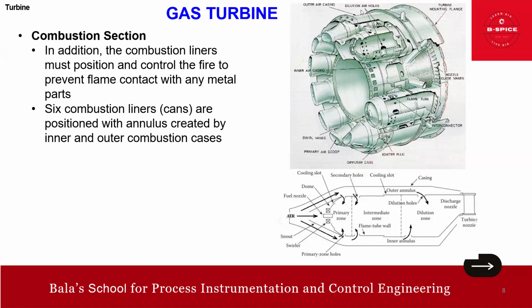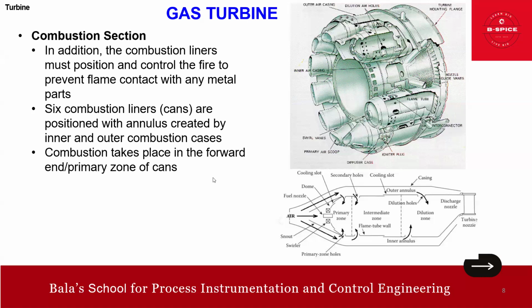This is the outer, and this is the inner. Just remember that this is the inner and this is the outer combustion case. Right. So combustion takes place in the forward end and primary zone of the cans. So that is the point here. The primary zone here, the combustion takes place in the primary zone.